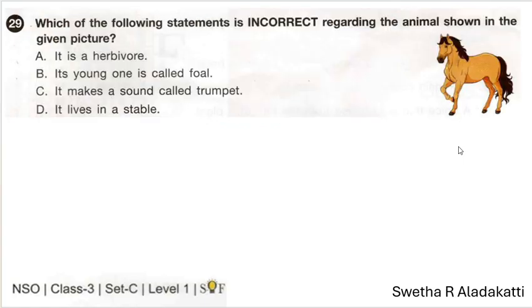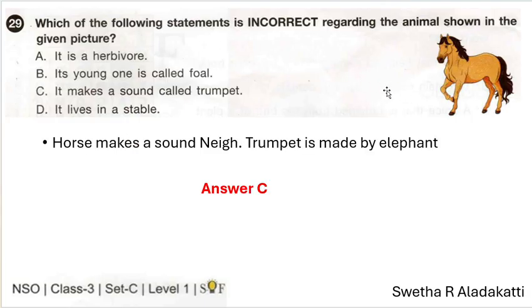29. Which of the following statements is incorrect regarding the animal shown in the given picture? It is a herbivore, its young one is called foal, it makes a sound called trumpet, it lives in the stable. Let's see the answer. Now, the incorrect one is it makes a sound trumpet. No, trumpet is made by an elephant. Horse makes a neigh sound, neigh. So, which is incorrect is option C.